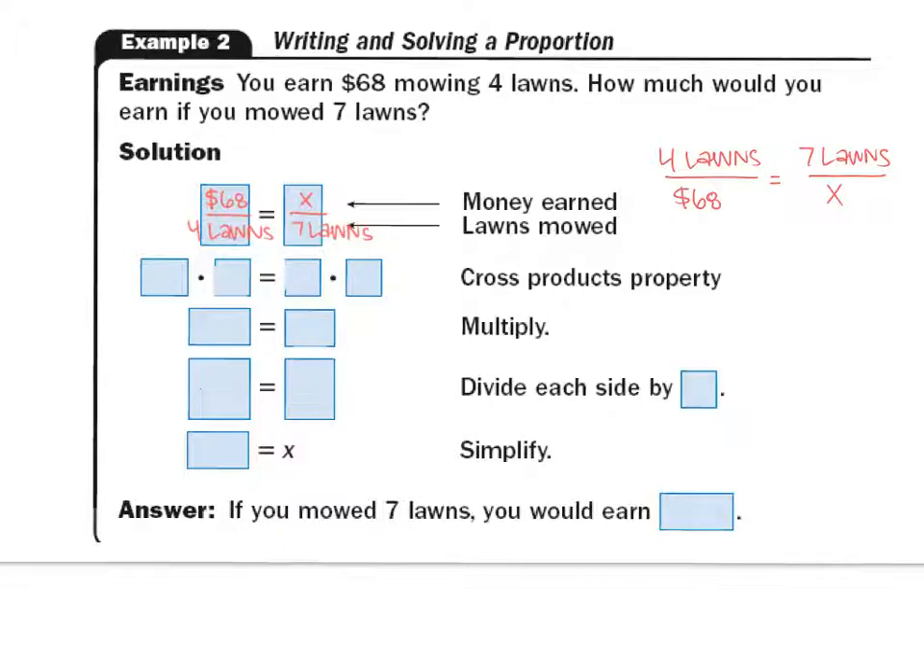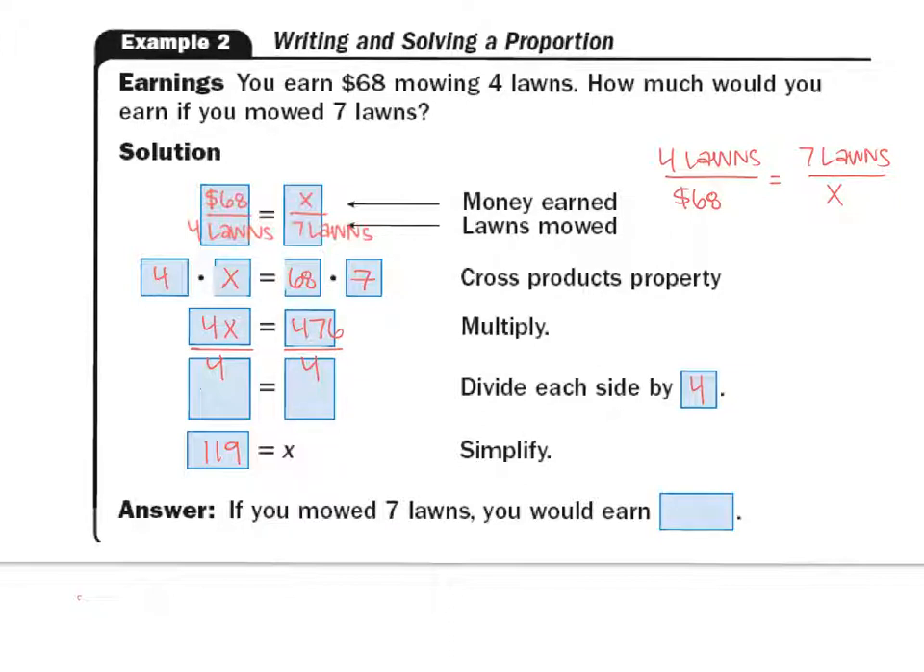And this proportion here would give you the exact same answer, so it does not matter at all. Now, this one I'm going to use cross products to solve. So 4 times X equals 68 times 7. 4 times X is 4X. 68 times 7 is 476. Then if I want to get X by itself, I need to divide each side by 4. And X equals 119.